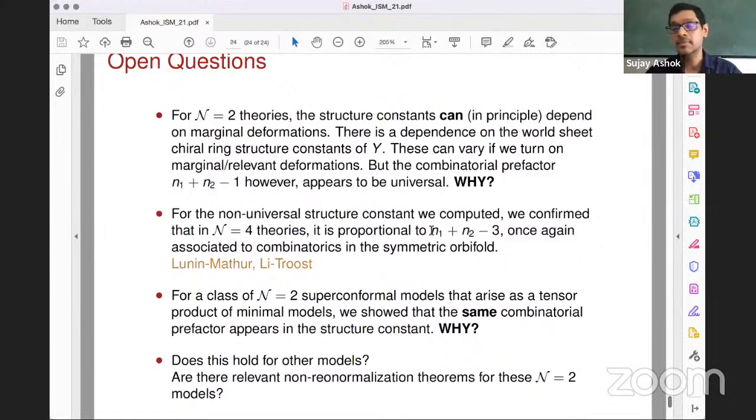So this gives rise to lots of questions. Will this hold for other models? We don't know. Does this imply or suggest some non-renormalization theorem for N=2 models? I don't know, but the only calculation that we can do indicates that there is some relation to a symmetric orbifold dual. So with that, I'll stop and take questions.